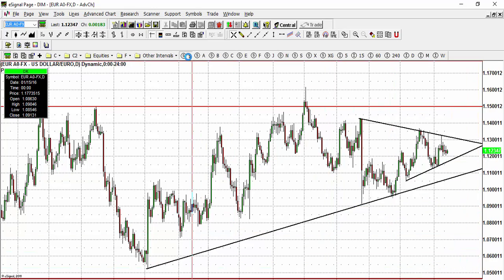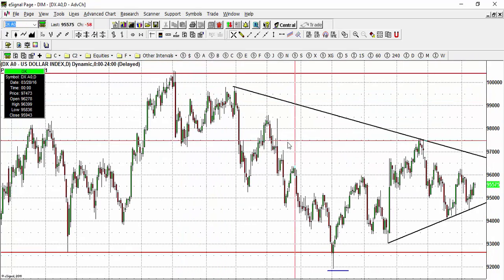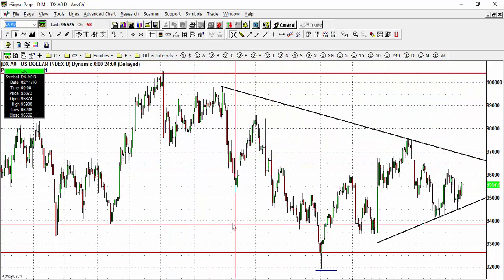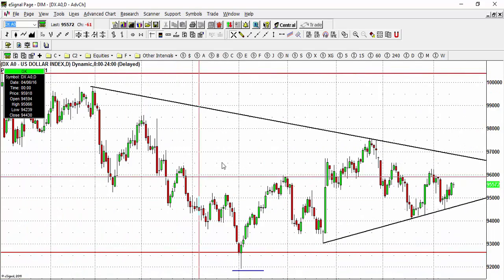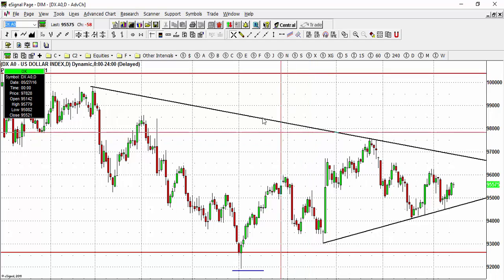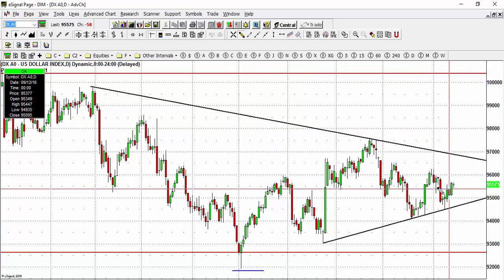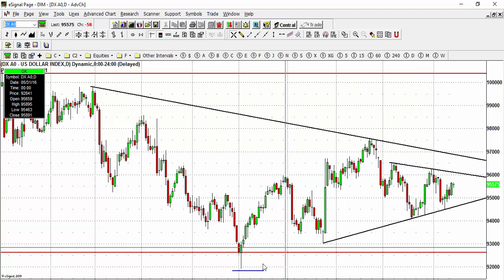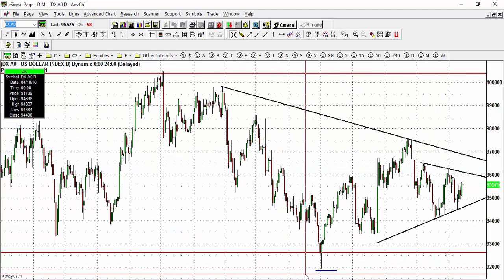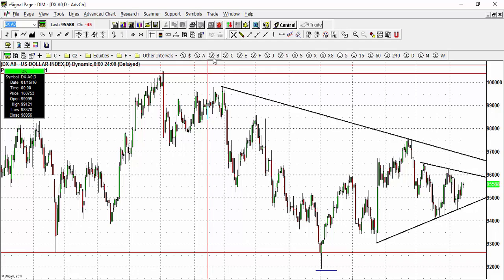Looking at the triangle in the euro, another way we can look at it is with the US dollar index. This is a chart of the US dollar index, and as you can see, we are in a triangle with the US dollar index also, with the inner triangle here. So it's almost the very opposite of what you see with the euro.